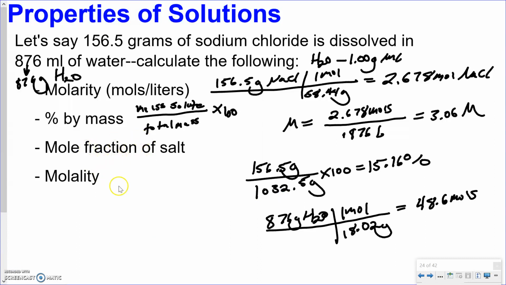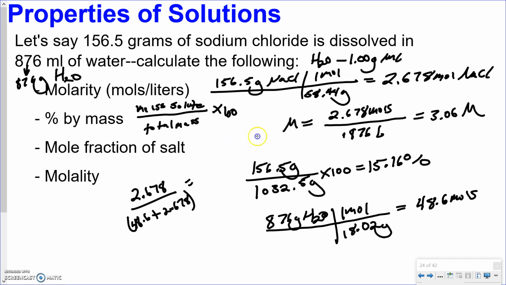From there, we take our moles of sodium chloride, and I know this is a little bit messy, I apologize, I'm just going to come over here and do that. It is 2.678 divided by our total moles, which is going to be the 48.6 plus the 2.678, and that's going to give us our mole fraction. You can either leave it as a fraction, just meaning those numbers the way they sit, or you can solve it out as a decimal. Typically I will solve it as a decimal, but it can be done either way that you want to do it. It doesn't technically matter in the grand scheme of things.